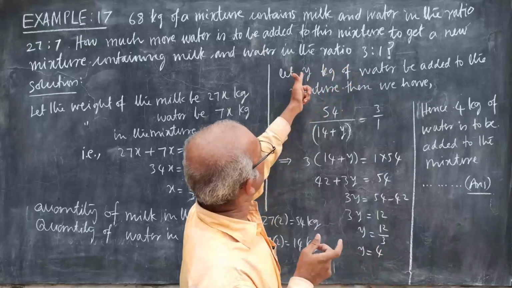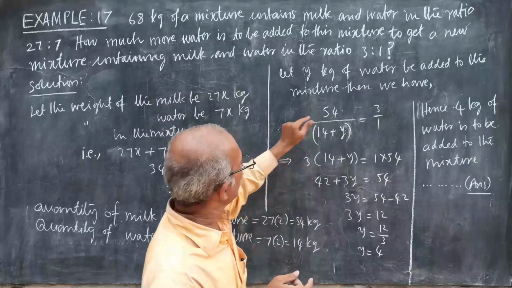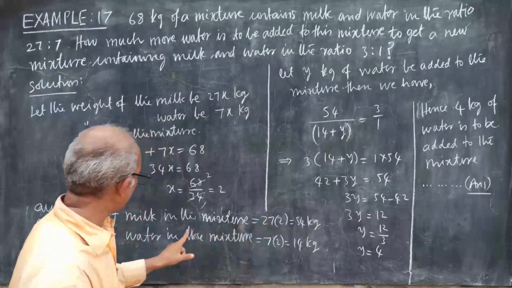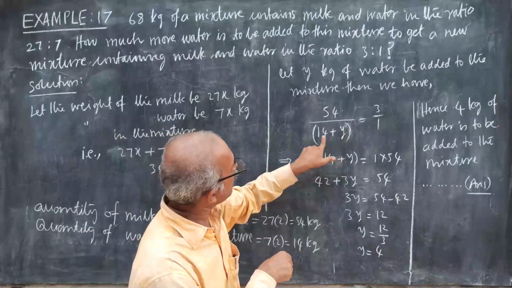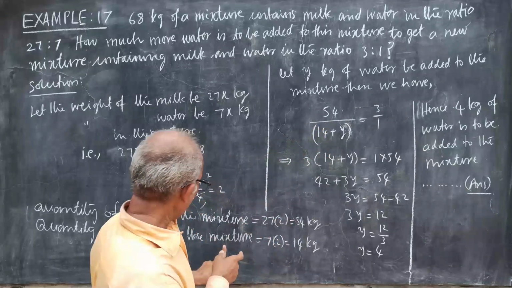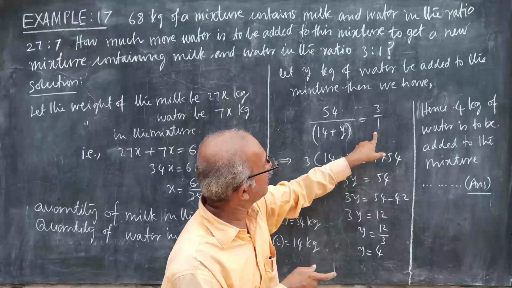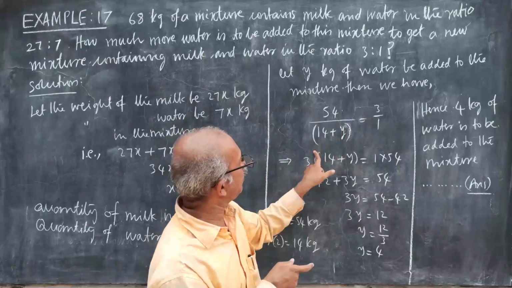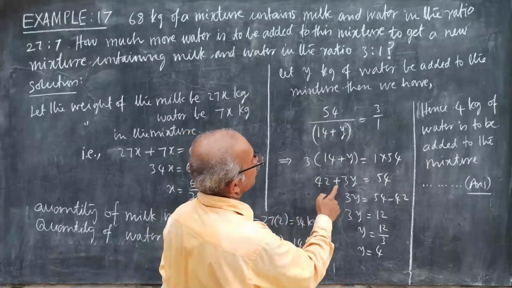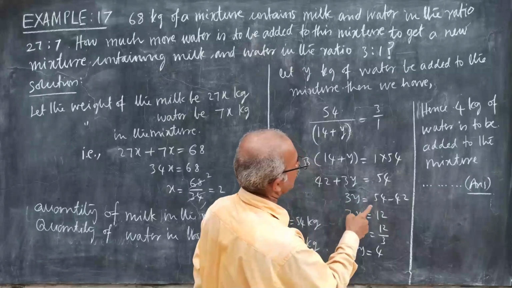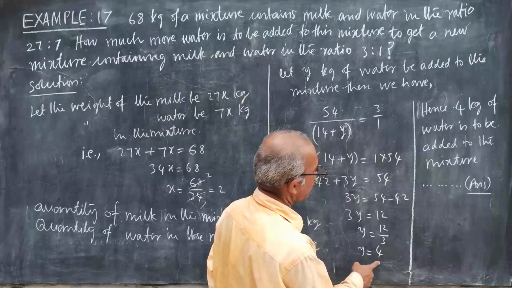We don't know. Let us take it as y. Let y kg of water be added to the mixture. Then we have, because this 54 kg milk is in the numerator, 14 will be the denominator. So we should add y to the 14 because it is connected with water. So 54 by 14 plus y is equal to 3 by 1. Now we shall cross multiply. 3 into 14 plus y is equal to 1 into 54. So 42 plus 3y is equal to 54. So 3y is equal to 54 minus 42. 3y is equal to 12. So y is equal to 12 by 3. So y is equal to 4.